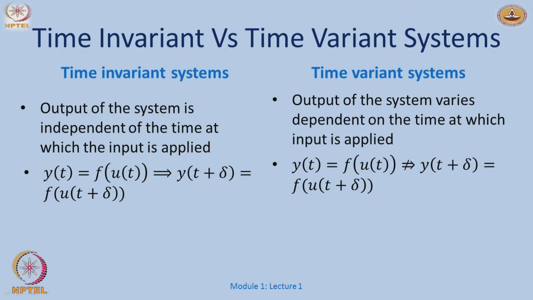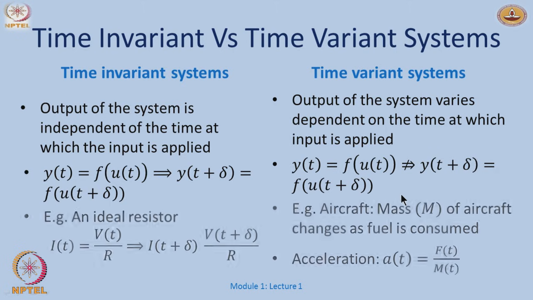Now, what do the time varying systems do? Well, the output of the system depends on the time at which the input is applied. If I apply U, I get a certain response Y, and if I do the same experiment after a while, the response might change. What does it mean? Take an example of the mass of an aircraft. As the aircraft moves, it keeps burning fuel and its mass inherently reduces. So, the mass at takeoff would be different from the mass at landing, which means the parameters of the system are actually varying.